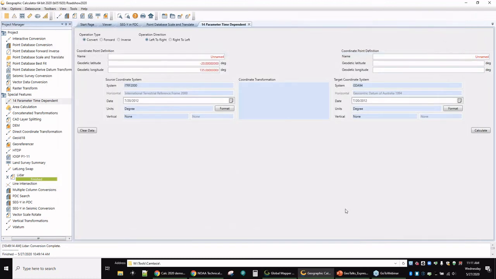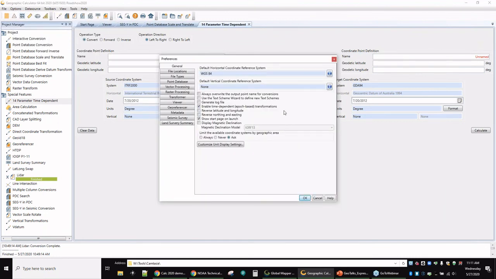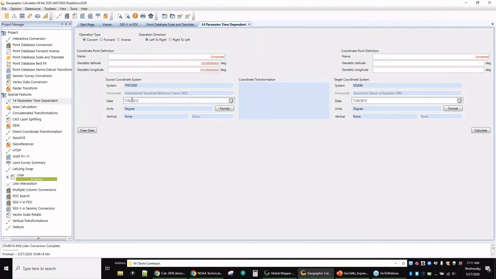So the main pieces there are you need to have the dates turned on, and just in case those have maybe gotten turned off in your application at some point, under the preferences, you'll see under the general preferences, you'll see enable time-dependent epoch-based transformations. You need to have that toggled on, and if you do have that toggled on, you'll see the date fields light up with your coordinate transformation.